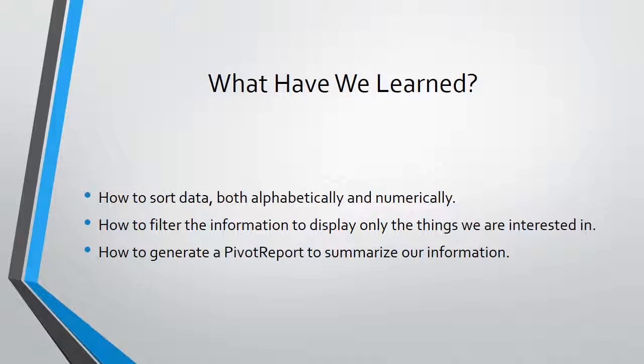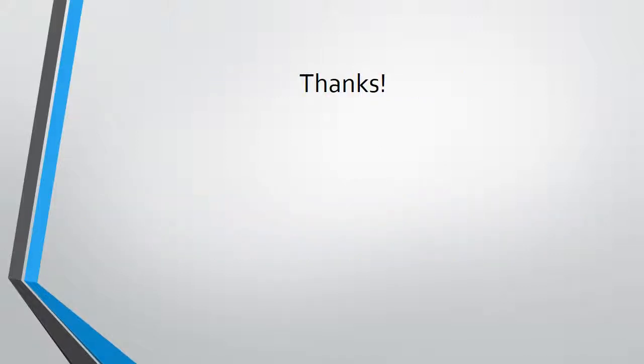So if we have a huge spreadsheet, we can use filters to display only the things we want to look at. And we also know how to generate a pivot report to summarize the information that we've been looking at. Pivot reports are used to analyze and interpret the data and present it in a perfect way. So I recommend going to Excel and finding a spreadsheet you want to work with, taking an old spreadsheet you used before, and seeing what kind of sorting and filtering you can do with it. Good luck, and thanks for watching my tutorial.